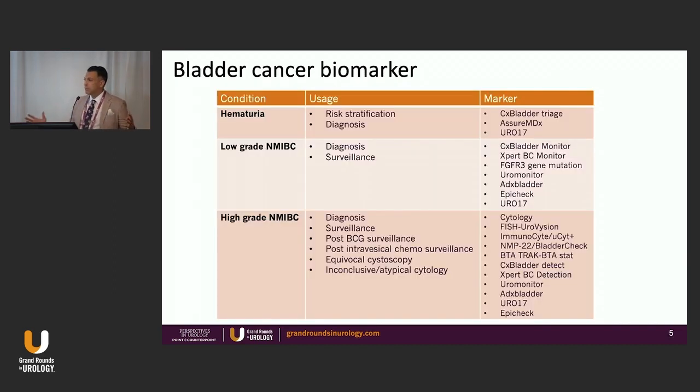When we talk about bladder cancer biomarkers, there are different stages of the disease. People come with hematuria. They are diagnosed with low-grade non-muscle invasive bladder cancer or high-grade non-muscle invasive bladder cancer. For people with hematuria, we need a biomarker that is very sensitive to tell us whether you need to go to cystoscopy for more evaluation, or you don't need cystoscopy.